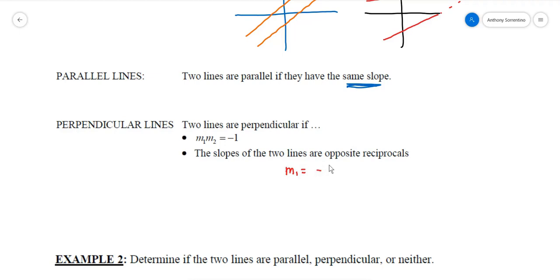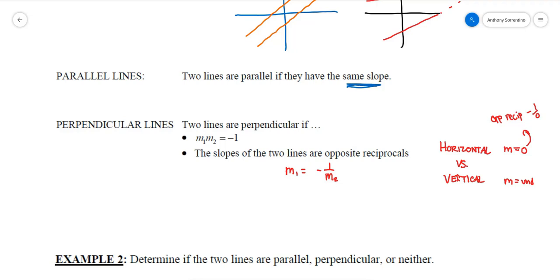Another way of saying it is that m1 would equal -1 over m2, which means that if I compare the two slopes, I could see that there was a flipping around the fraction bar and a change of sign. The only exception we don't use for this is horizontal versus vertical, and that's because this one has a slope of 0. This one has a slope that's undefined.